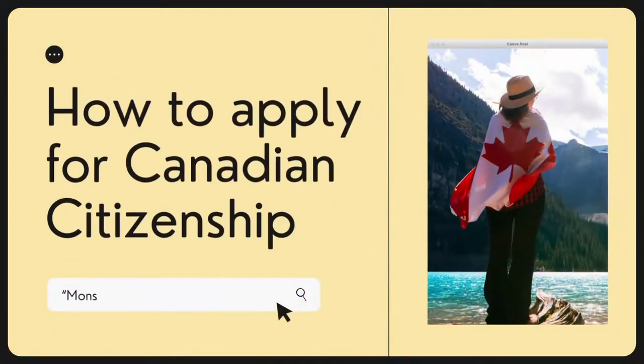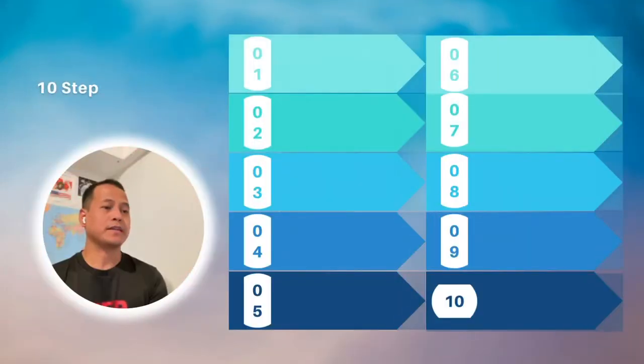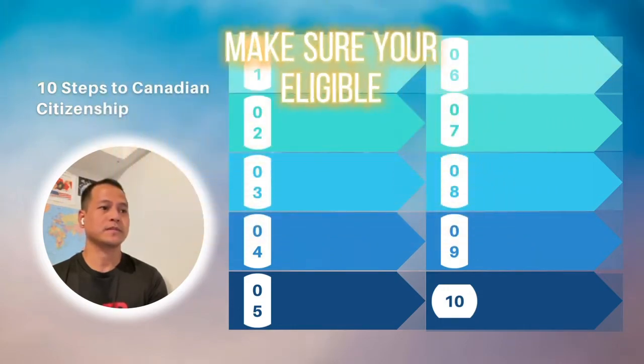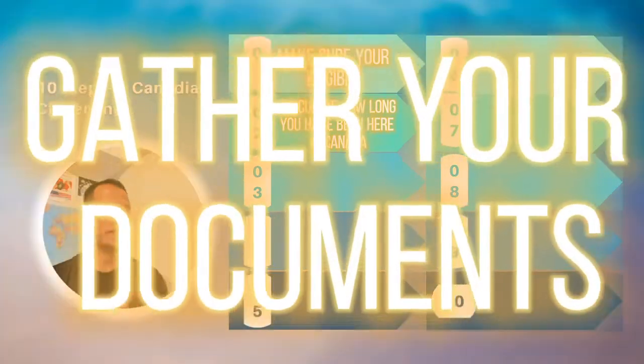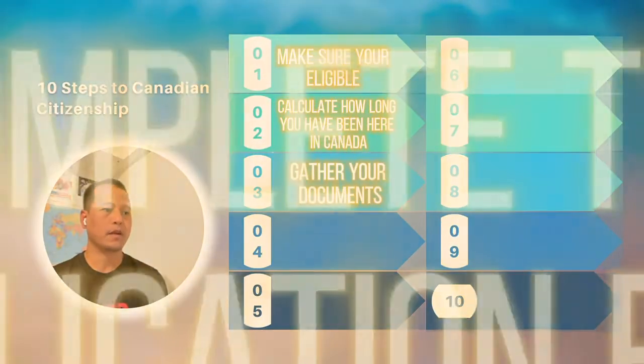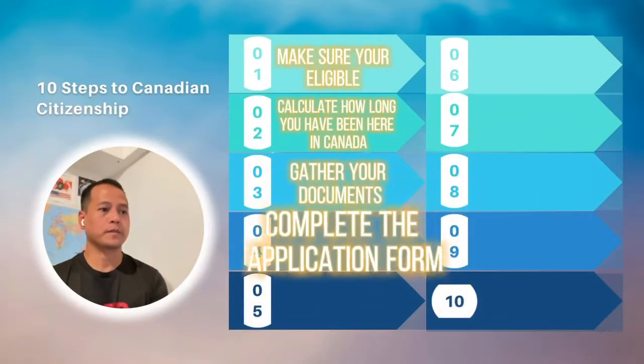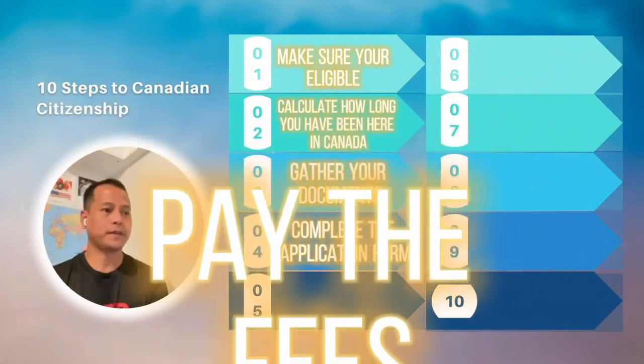How to apply for Canadian citizenship. Steps to Canadian citizenship. Step 1. Make sure you're eligible. Step 2. Calculate how long you've been here in Canada. Step 3. Gather your documents. Step 4. Complete the application form. Step 5. Pay the fees.